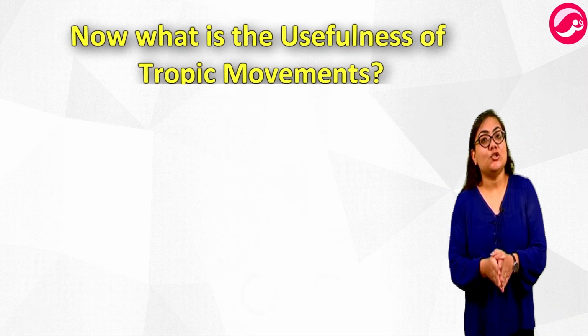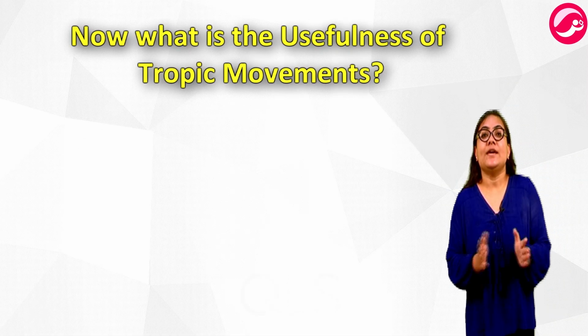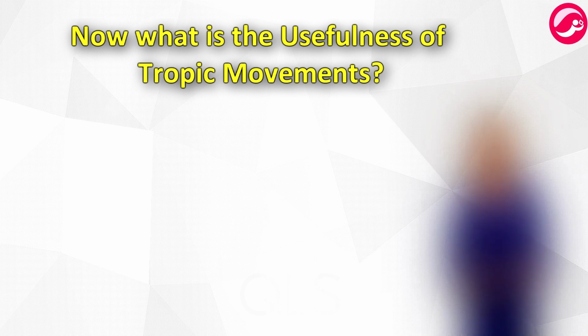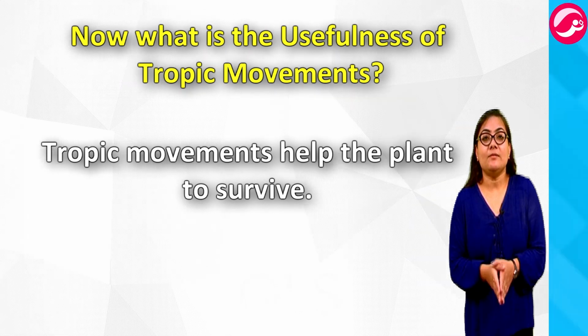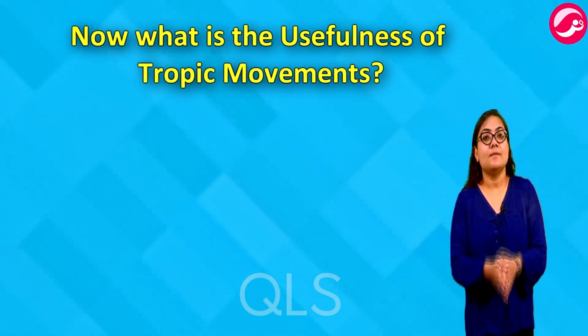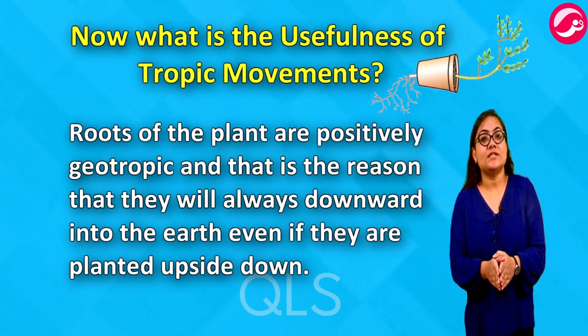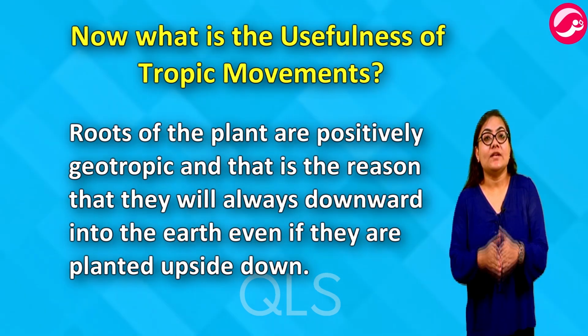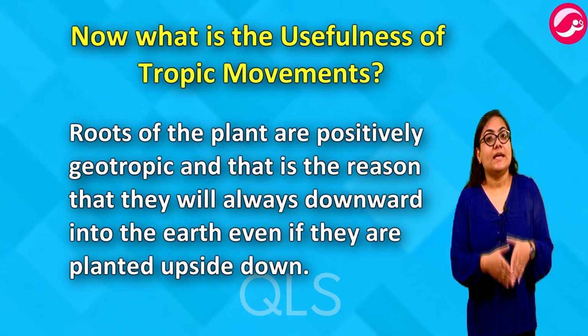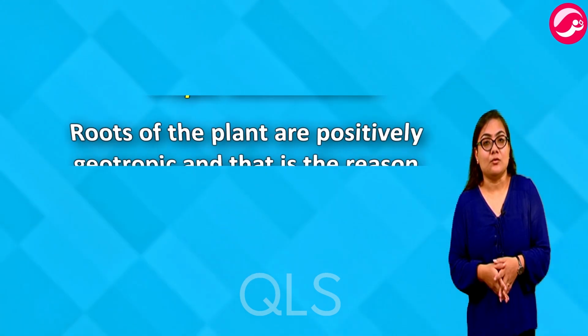Now, what is the usefulness of tropic movements? Tropic movements help the plant to survive. For example, roots of a plant are positively geotropic, and that is the reason that they will always grow downward into the earth even if they are planted upside down.